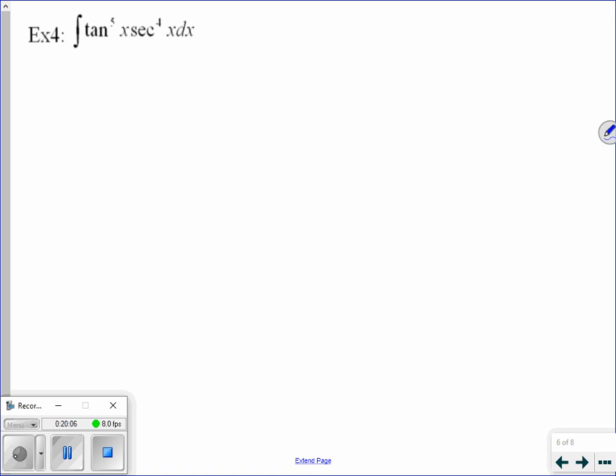Now we got two more. Let's look at this one, okay? We've already done, okay, so we go down the list. We don't have an odd sine or cosine. We don't have an even sine or cosine. The next two are even secant or odd tangent. Now I realize we have both. We have an even secant and we have an odd tangent. So you could do either strategy 3 or 4 for this one.